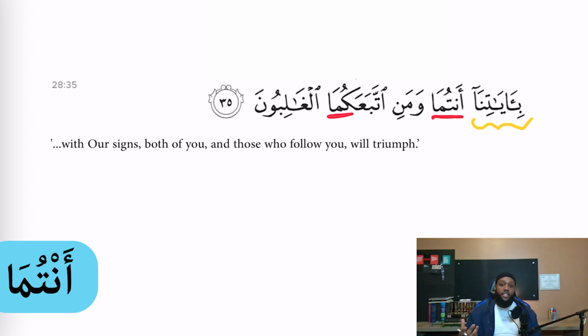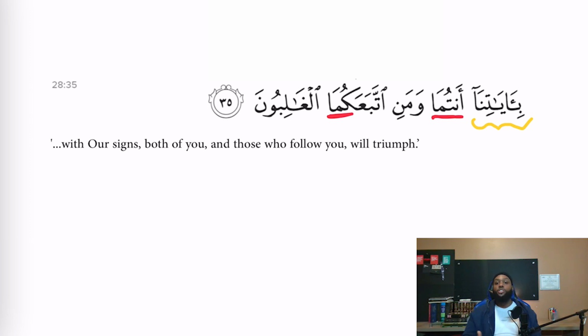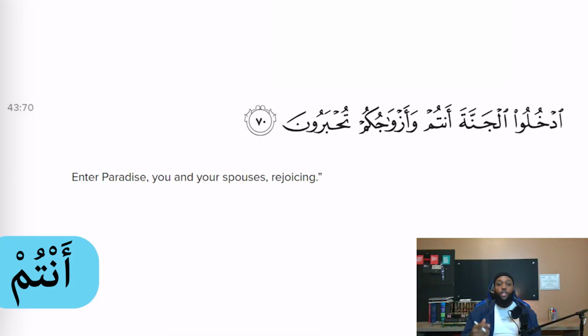So we see it in its detached and attached form here. Very important to know how to distinguish the two. And then we see here antum, you all, the plural form. Udkhulu, enter. Al-jannata, paradise. Antum, all of you.